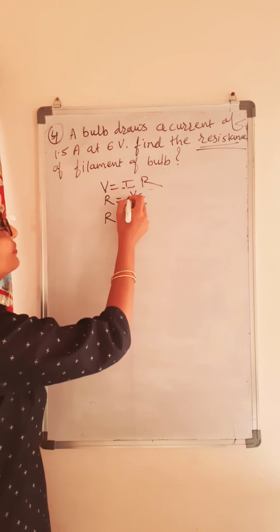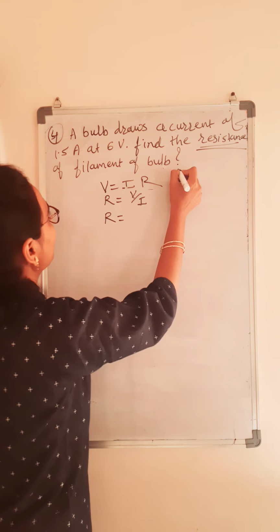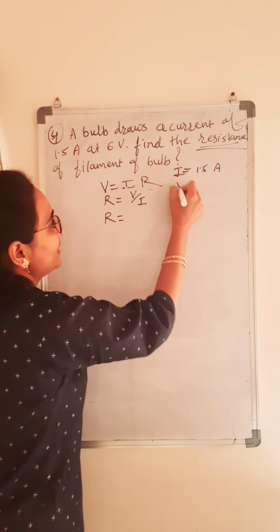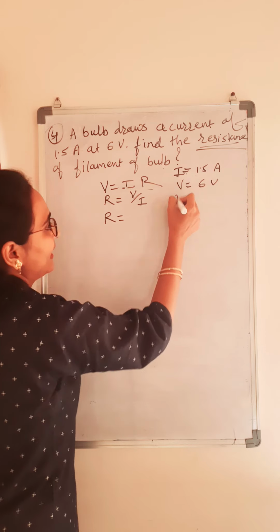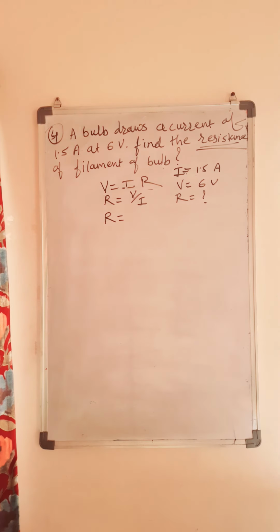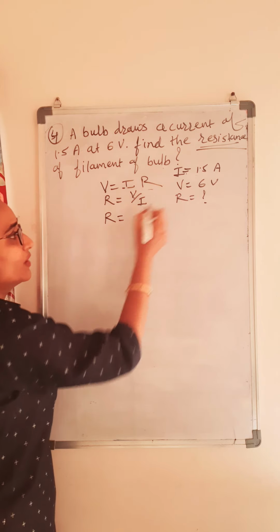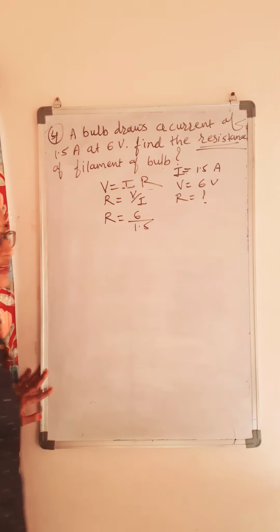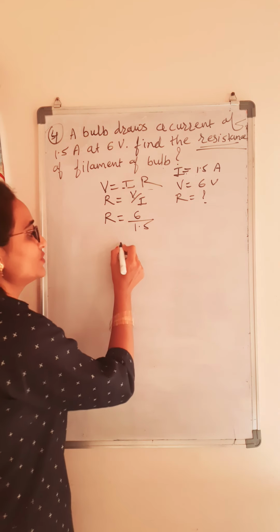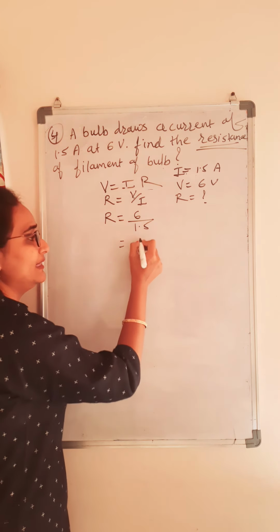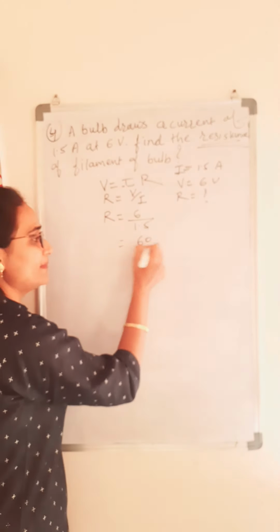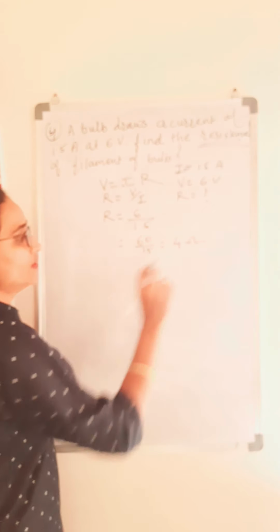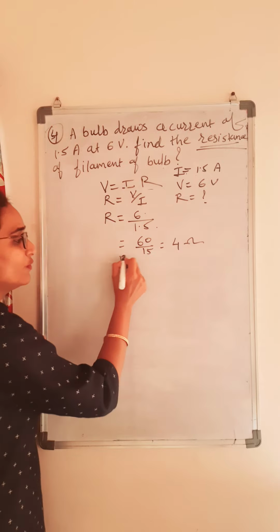Put the values. Write the values first here. I is given 1.5 ampere. V is given 6 volt. And R we have to calculate. Right? So the value of V is 6 upon the value of I, 1.5. Right? If you multiply both by 10, you will get 60 by 15. So you will get 4 ohm resistance. So here you got the value of R is 4 ohm.